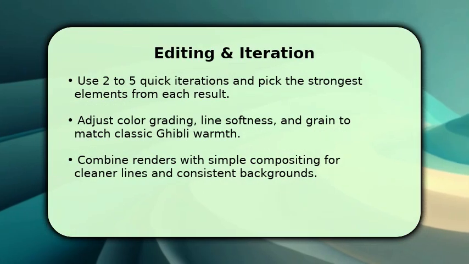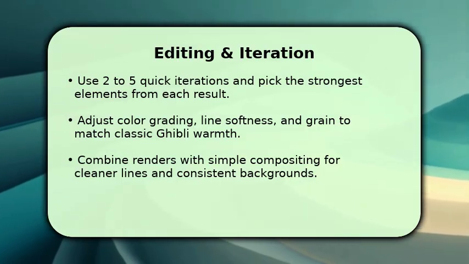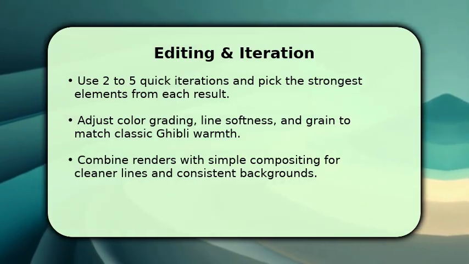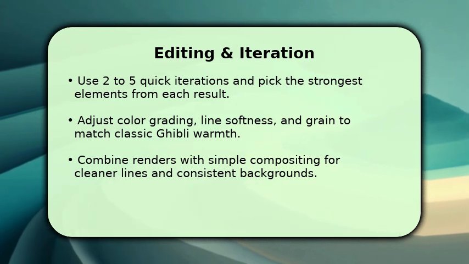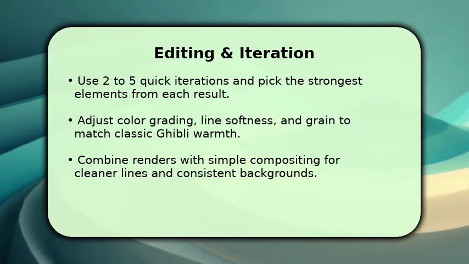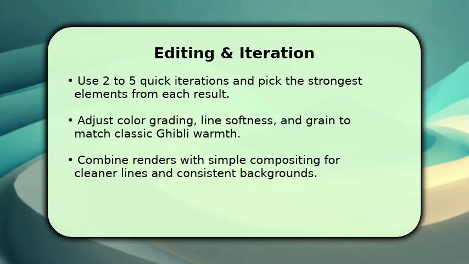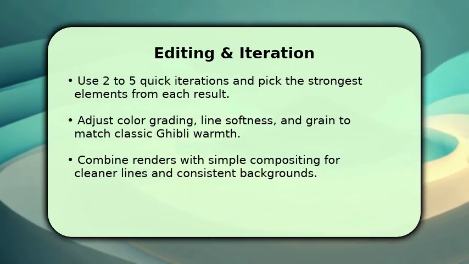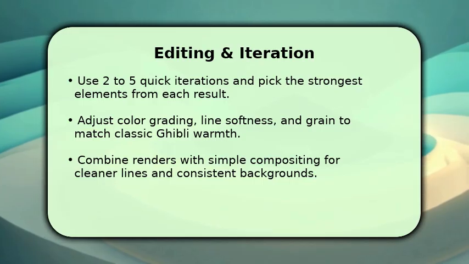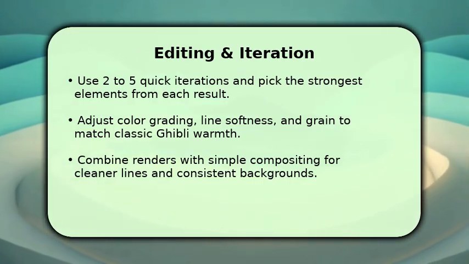After initial renders, choose the best candidates and run focused variations on color, line weight, and lighting to move toward the Ghibli feel. Blend elements from different iterations with basic compositing to keep clean silhouettes and unified backgrounds. Apply gentle color grading and subtle film grain to recreate analog warmth without overprocessing. Keep notes of prompt tweaks so you can reproduce a look reliably in future sessions.